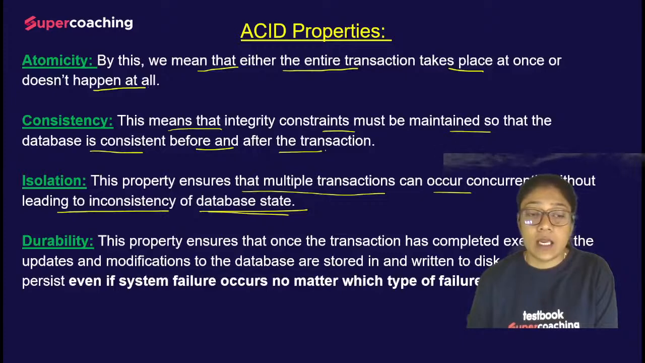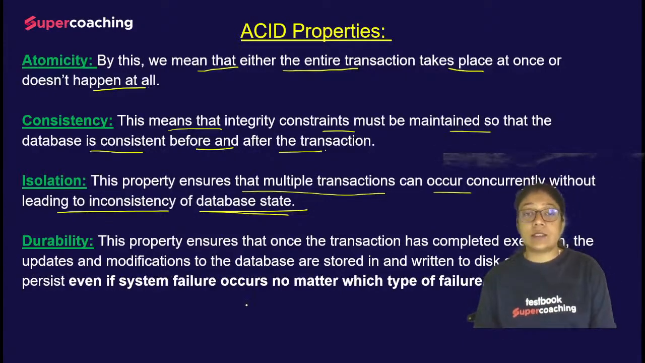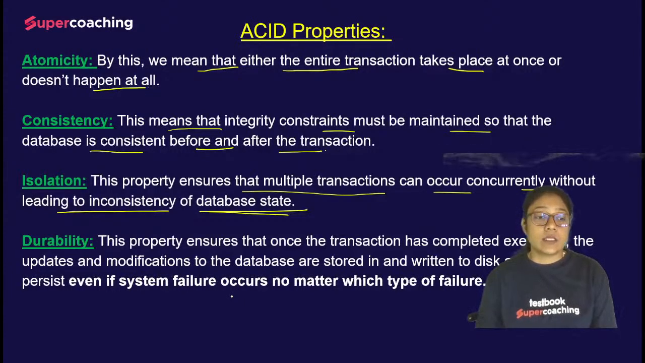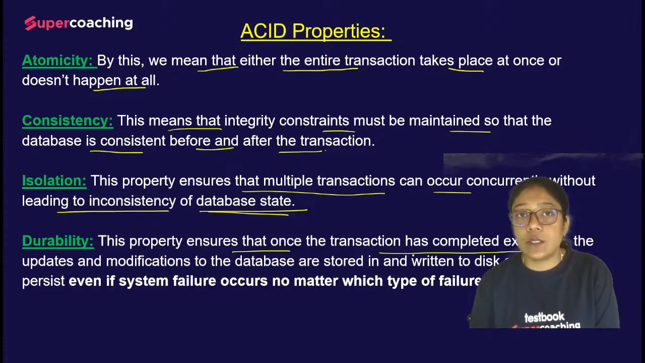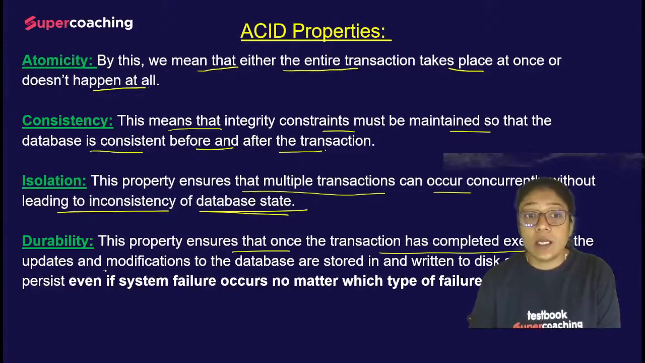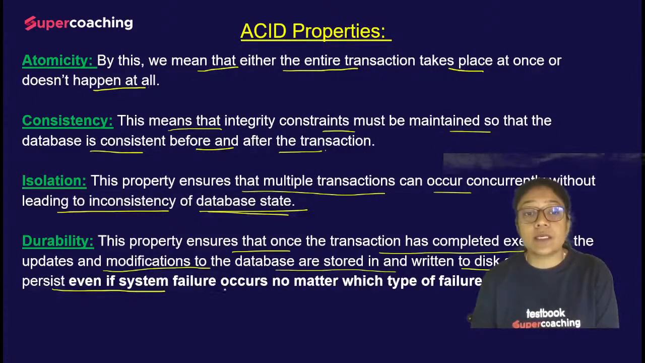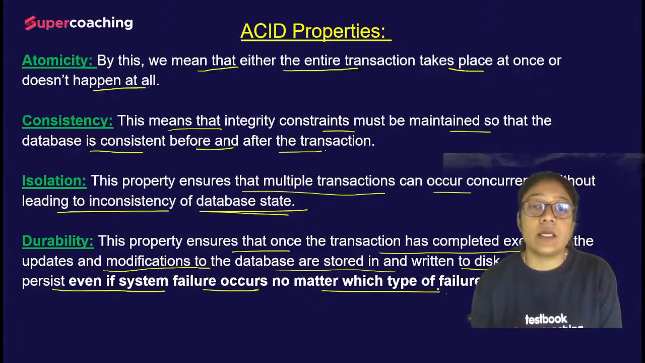Any sort of failure can occur, but you should be able to recover the data under any kind of system failure. So this property ensures that once the transaction has completed the execution, then the updates and modifications to the database are stored in and written to disk, and they persist even if the system failure occurs, no matter what type of system failure occurs.